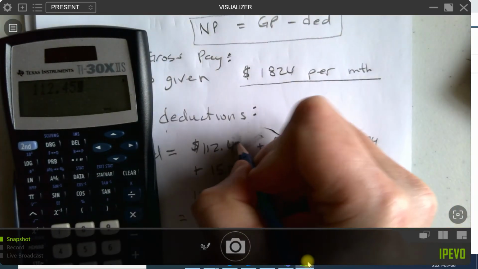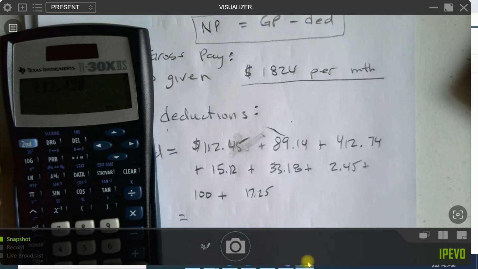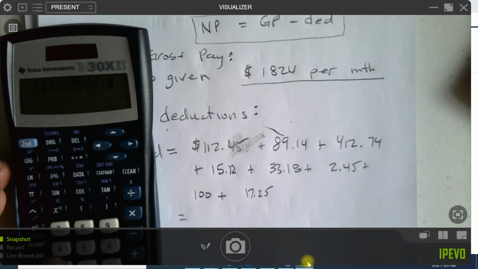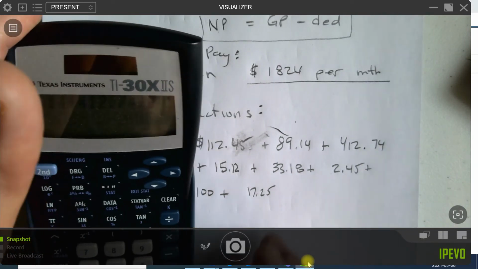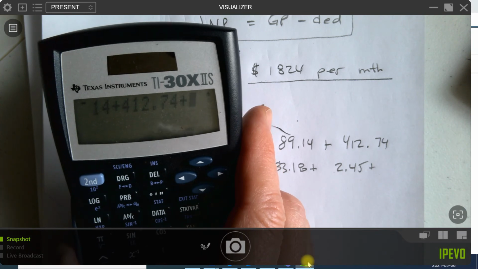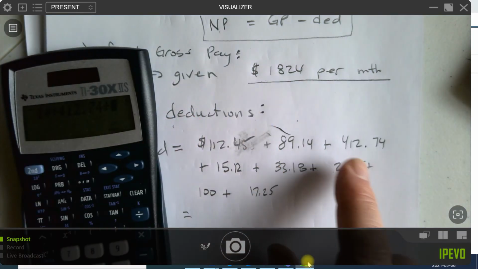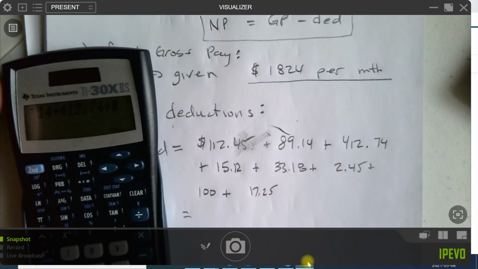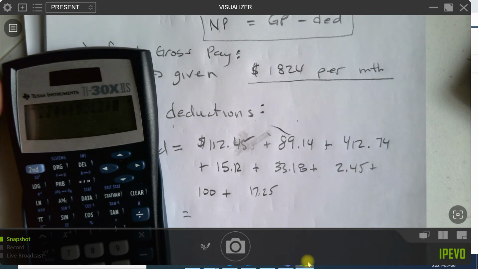So $112.45 plus $89.14 plus $412.74. The nice thing with these calculators, I don't know if you can see it or not, is that it actually shows what the values are that you've inputted. So you're like, oh, where did I last leave off? Oh, 412, that's right there. So now I can add my 15.12, my 33.